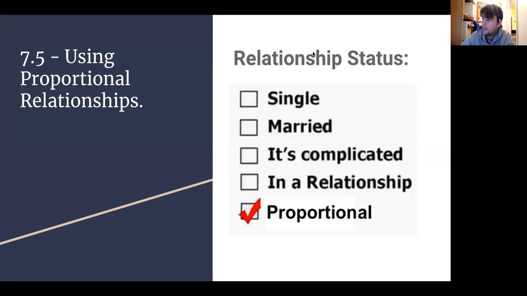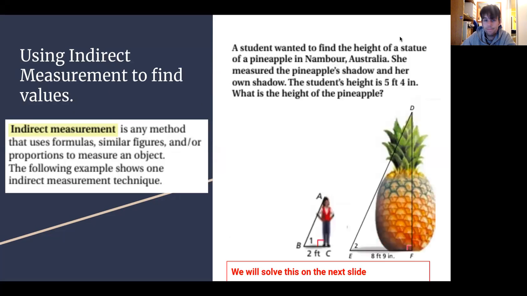All right, so we're going to be talking about chapter 7.5, using proportional relationships. One of the important ideas with similar triangles is this concept of indirect measurement. Indirect measurement is anytime you use geometric properties to find the length or size of something. You can see here it's similar figures, proportions. We'll learn how to use indirect measurement techniques with trigonometry in future sections. Anything that allows us to calculate something that seems not possible to measure by some other technique.